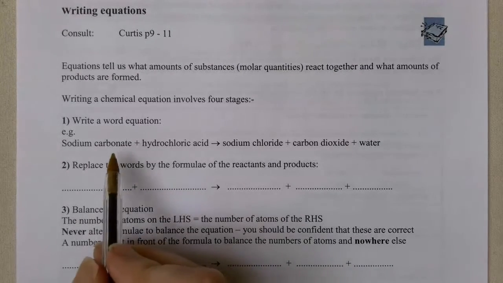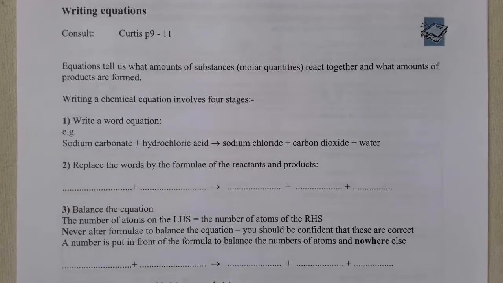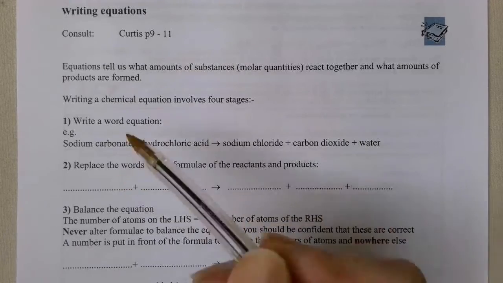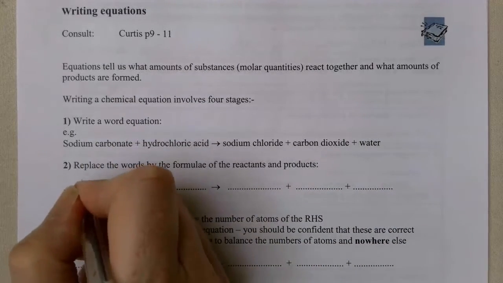Now in GCSE level you will have written a lot of word equations. You'll never write a word equation in A level. Anytime they ask you for an equation, it's always a formula equation. So the first thing I'm going to do is replace my words with formula. Now the formula for sodium carbonate is Na2CO3.